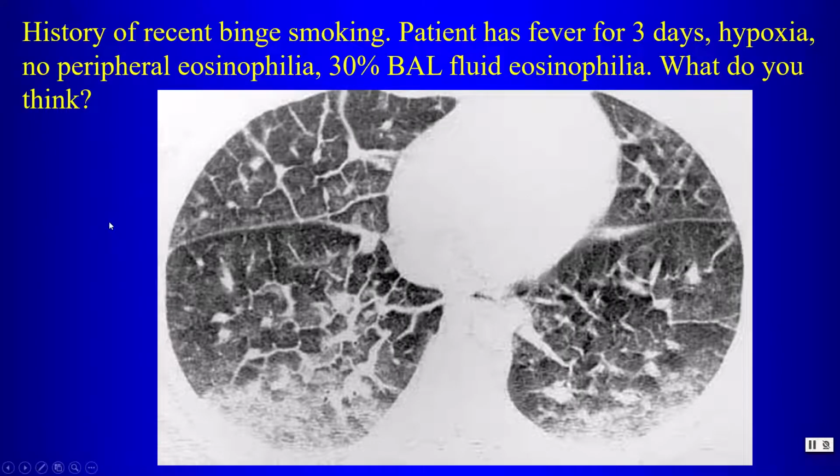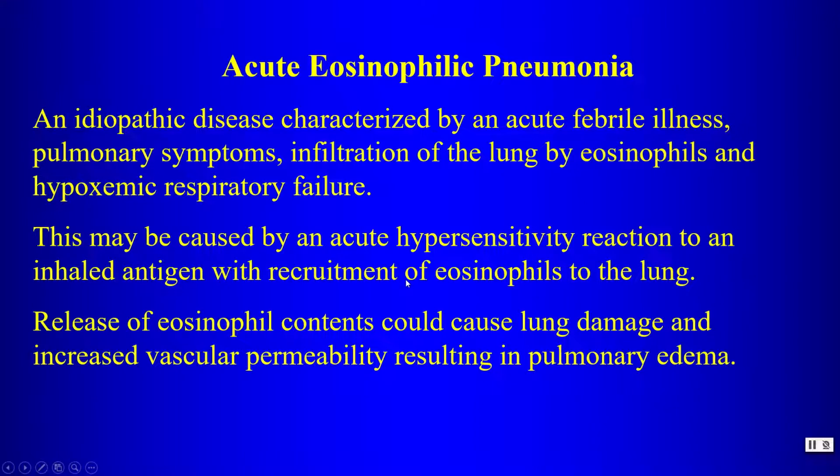Now, if I tell you this patient had a history of binge smoking, had fever for 3 days, hypoxia, no peripheral eosinophilia, but there was a large amount of eosinophils in the bronchoalveolar lavage fluid, what would be our diagnosis here? Notice that there is interlobular septal thickening, some thickening of the fissures, some centrilobular ground glass opacity. So this is the appearance of pulmonary edema, but given this history and since we're discussing eosinophilic lung disease, what do we call this? Well, this is acute eosinophilic pneumonia.